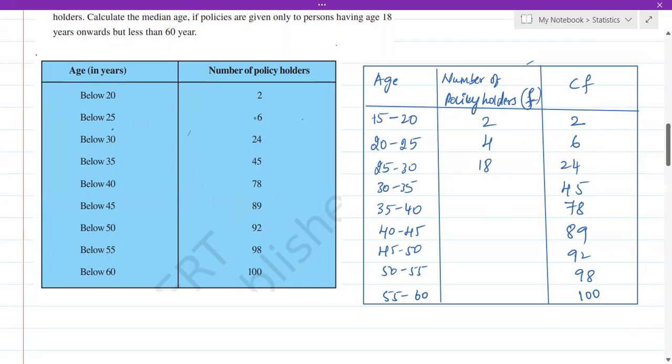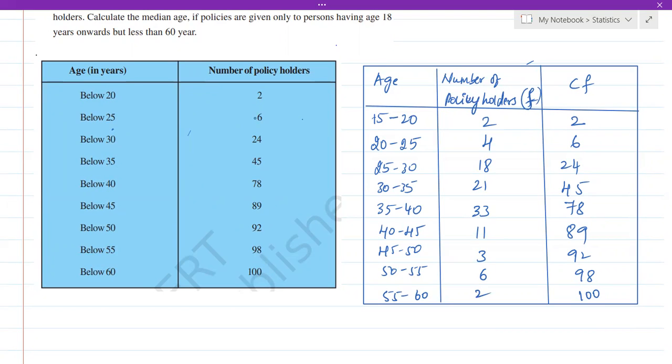45 minus 24, that gives you 21. Then 78 minus 45, that gives you 33. Then 89 minus 78, that gives you 11. 92 minus 89, that gives you 3. 98 minus 92 is 6. I'm sorry, 100 minus 98 is 2.